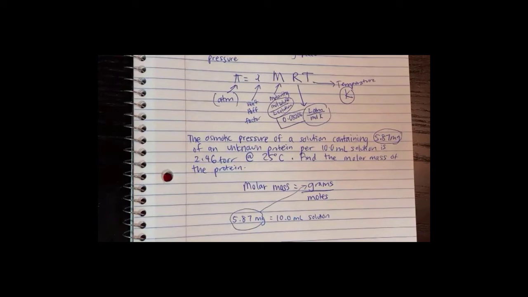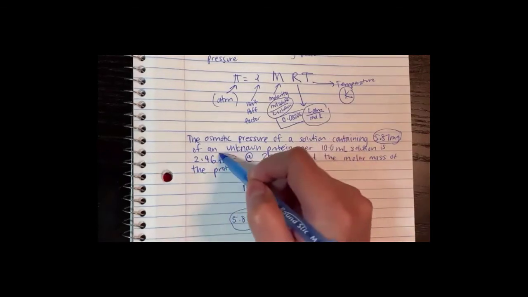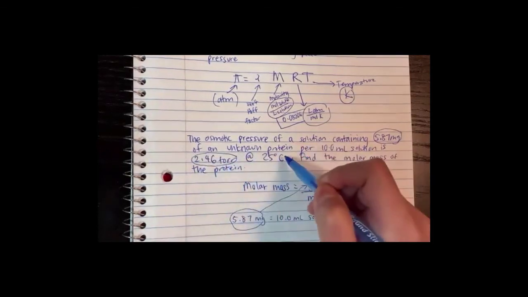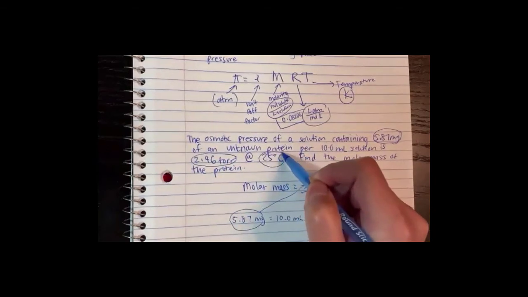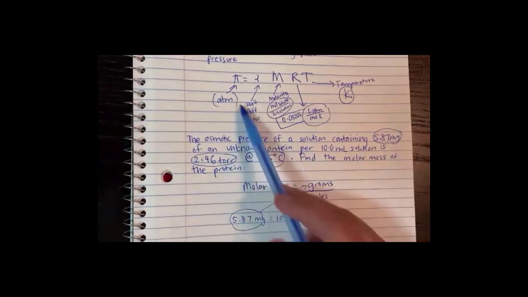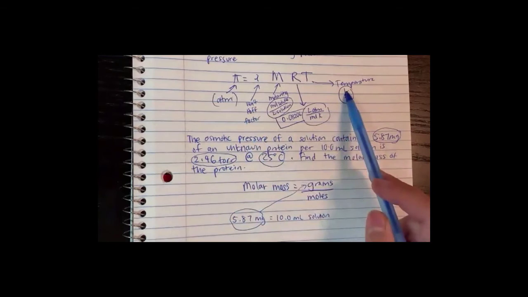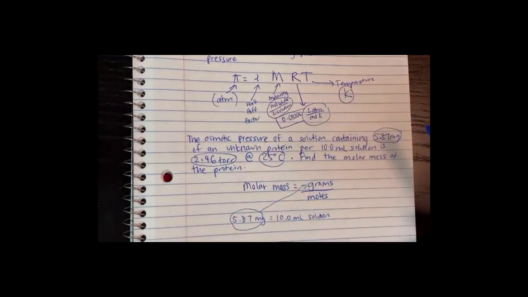Now the next thing is, what about the moles portion? How are we going to solve for the moles portion? That one's not as obvious. We do know there's 10 mils of solution, correct? And we do know the osmotic pressure is this, and we know the temperature is that. Do you notice how the units do not match? So that's when you start converting your units first.